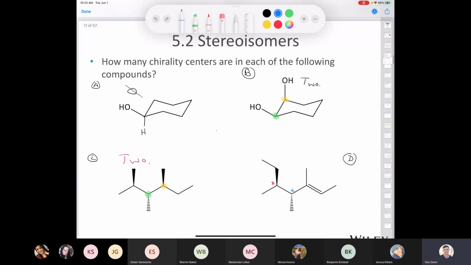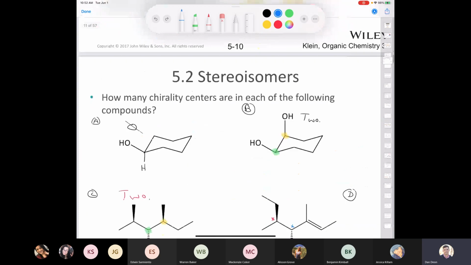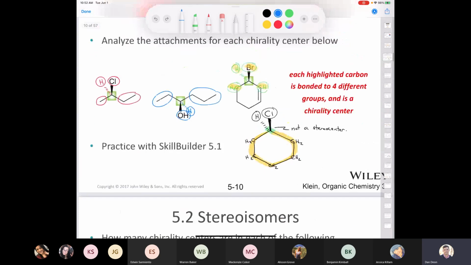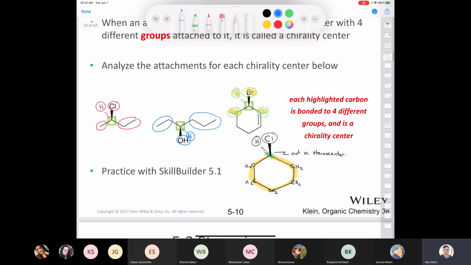All right. So I think the main take-home message from the last 2 problems is that it's got to be 4 different groups. I remember the first time I taught this, students would sometimes get hung up on the idea of 4 different atoms. They would always be looking for 4 different atoms, but remember, it's 4 different groups.